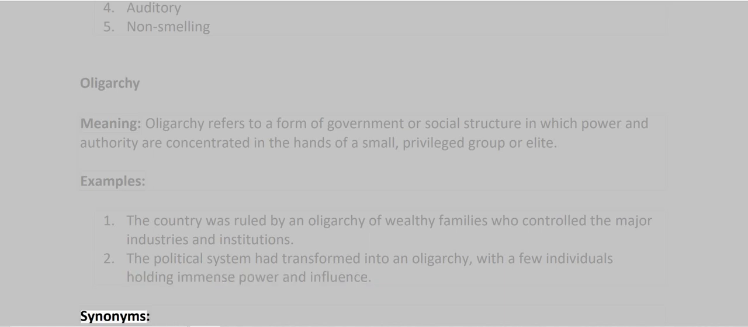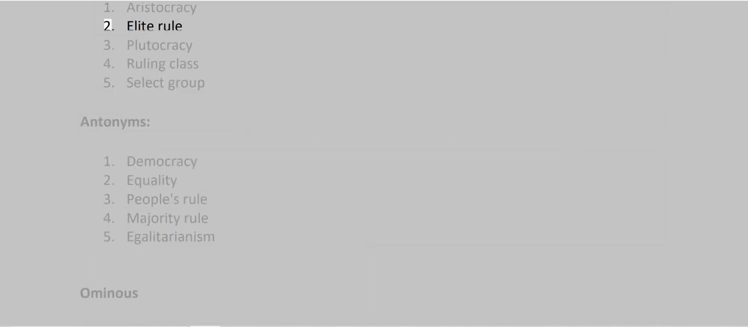Synonyms. 1. Aristocracy. 2. Elite rule. 3. Plutocracy. 4. Ruling class. 5. Select group. Antonyms. 1. Democracy. 2. Equality. 3. People's rule. 4. Majority rule. 5. Egalitarianism.